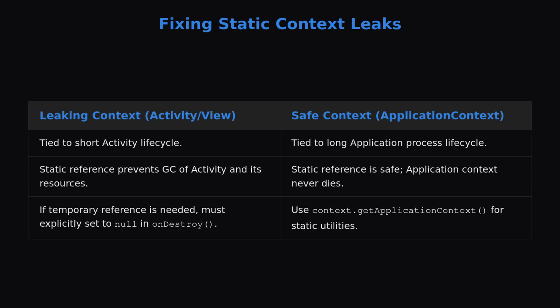If a context is required for a static utility, use the application context instead, which is tied to the application process lifecycle, not the shorter activity lifecycle. The application context prevents activity retention. If the static field must temporarily hold an activity reference, ensure the reference is explicitly set to null within the activity's onDestroy method. Nulling the reference immediately breaks the strong chain upon destruction, allowing the garbage collector to reclaim the activity instance.